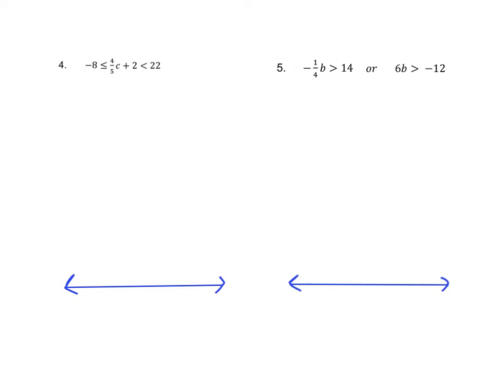Number 4 is a compound inequality. Because it only has one variable, I can go ahead and solve this all at once, just like we've done in the past. I'm going to start by, remember, we have to isolate my c. Right now, I have to get rid of that 2 first. I'm going to subtract 2 in all sections.